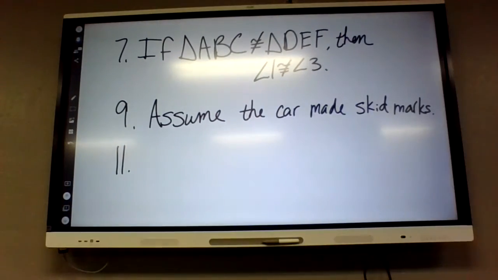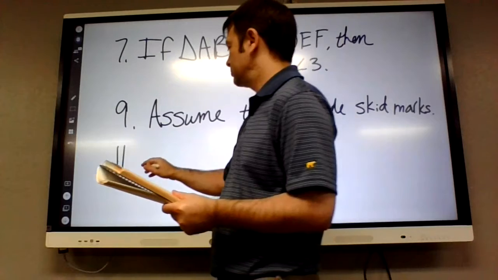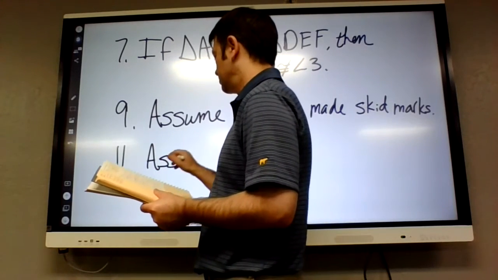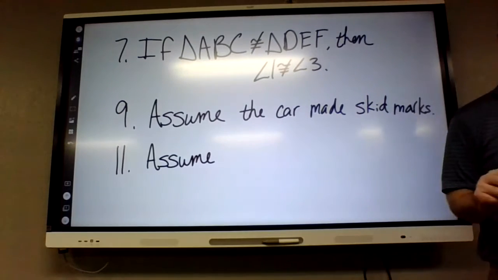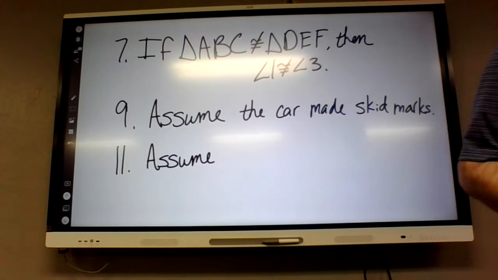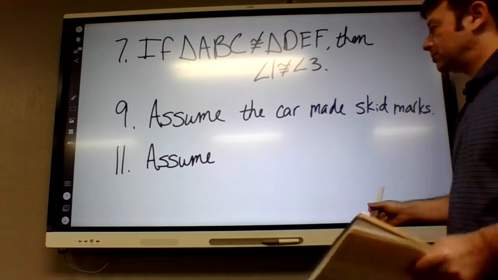Number 11. If y equals 27, 3y equals 81. So what are we going to start by assuming? Assume what? So the given is y equals 27. What they're claiming is 3y equals 81. So 3y is not equal to 81.